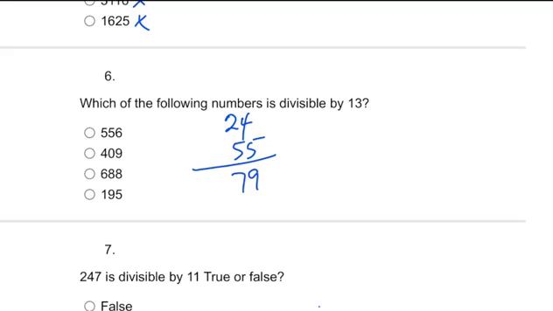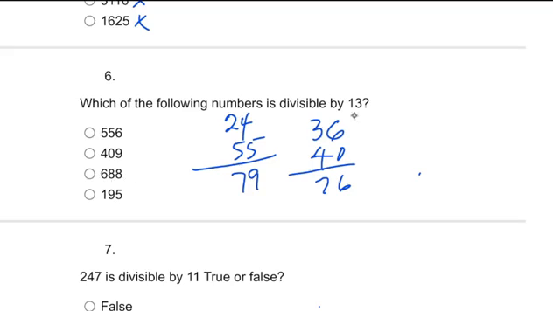So we check the second one. So multiply 9 by 4. That is 36 plus 40. That gives 76. So we check that one as well. 76 divided by 13. So can it? No. That one can't go again.